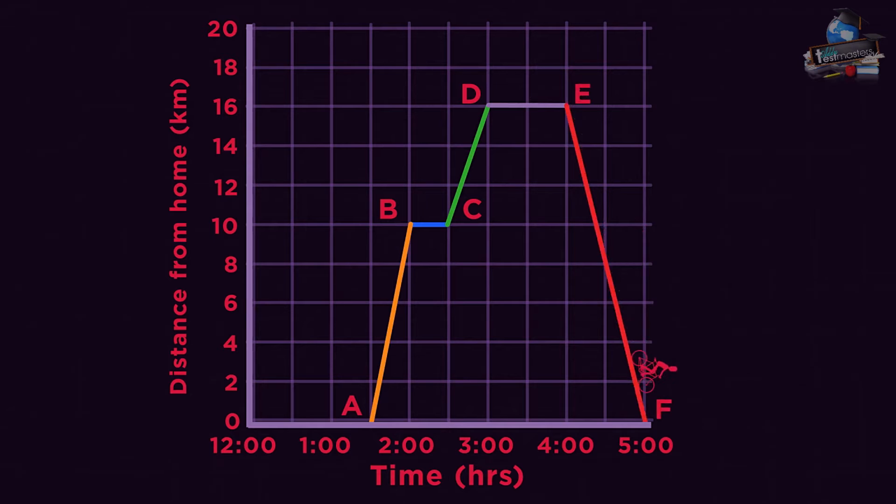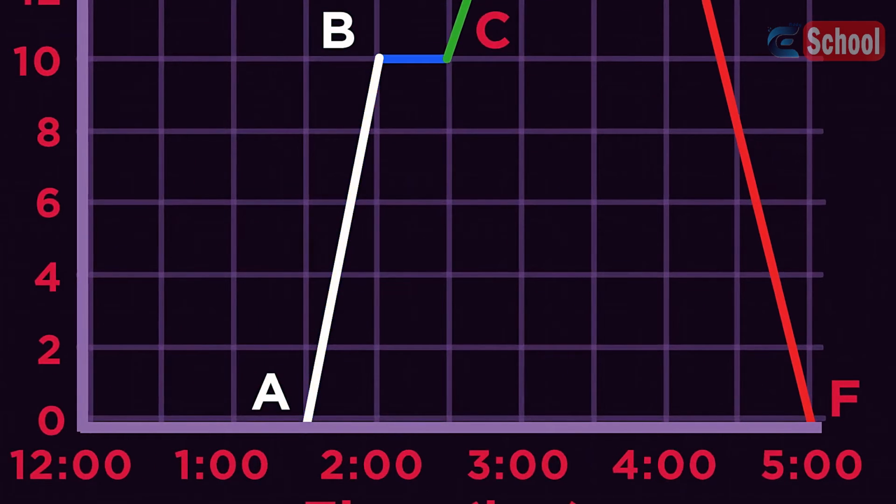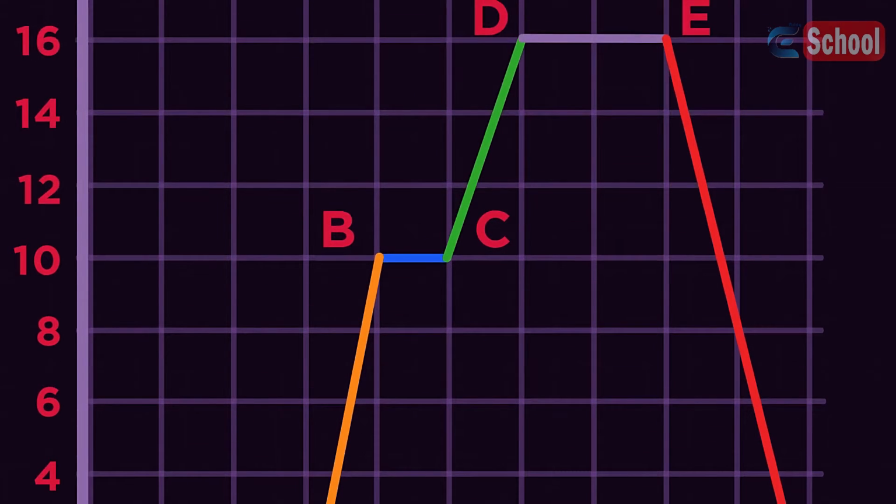What you have just seen is the formation of a distance time graph, documenting Sam's journey. The line A to B shows him travelling away from his house. Because this is a straight line, it shows he is travelling at a constant speed. The flat line B to C shows that his speed is 0. He's not moving.